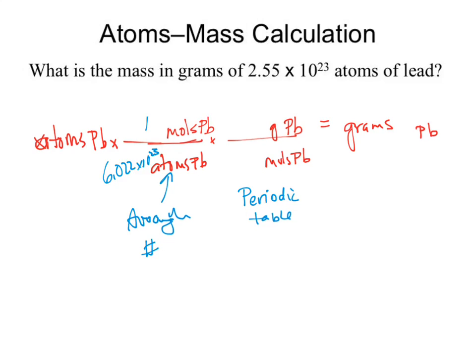What's our conversion factor between grams of lead and moles of lead? 1 mole equals, I think you said 207.2? 207.2 grams. We can now also put in our freaking huge number, 2.55 times 10 to the 23rd atoms of lead. Punch it into our calculator and we'd get our answer.